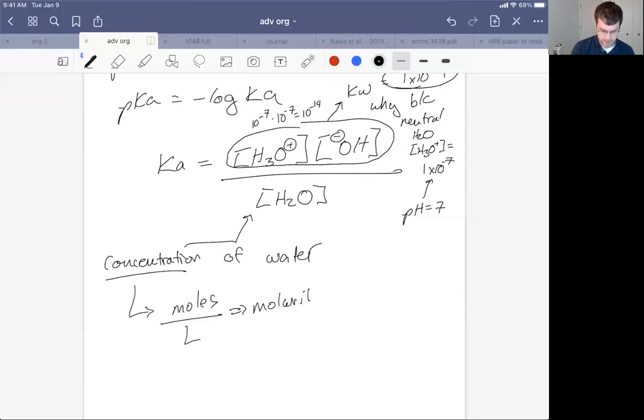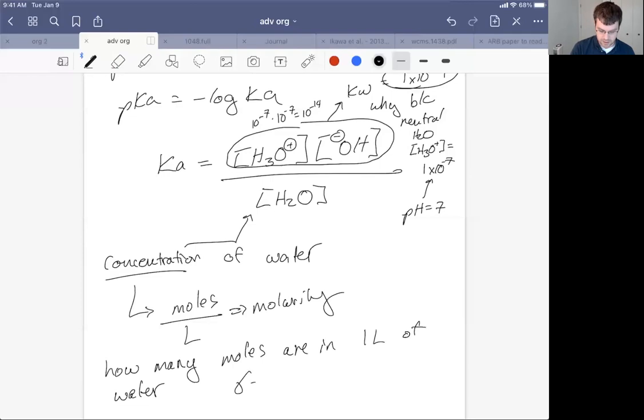Okay. So what we want to do is figure out the molarity of water, because molarity is a nice SI unit for us to use. Well, what I'm really getting at is how many moles are in a liter of water.